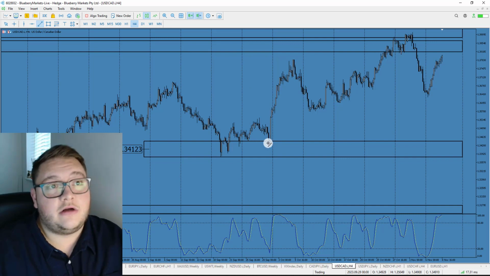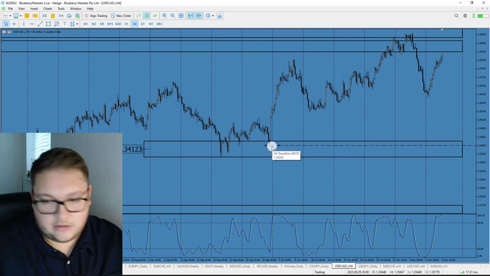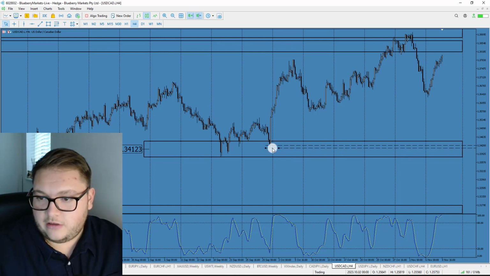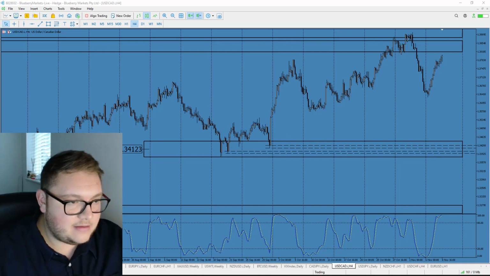Now, what you can do just to add a little bit more analysis in there is add a trend line. So I'm just going to add a couple in there. I'm just highlighting these key swing lows through this zone, okay, because I know that they're key turning points in the market.